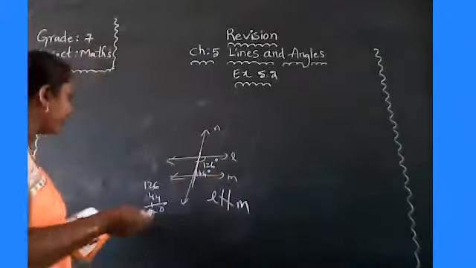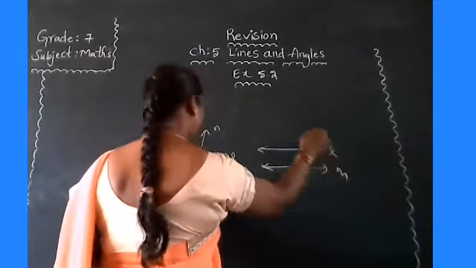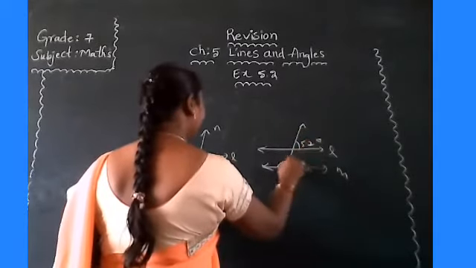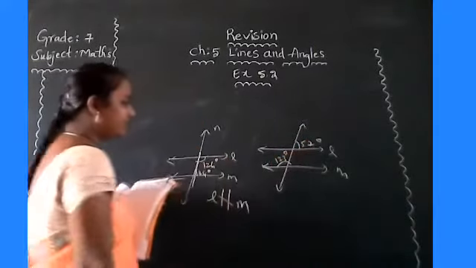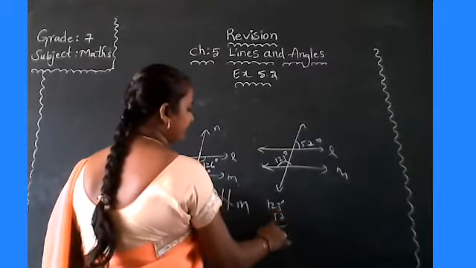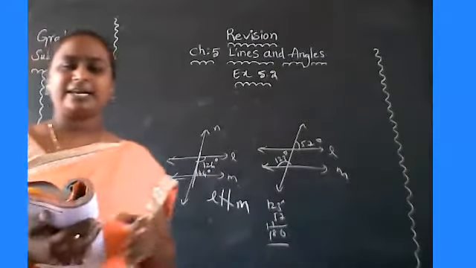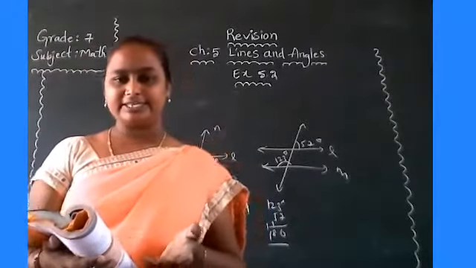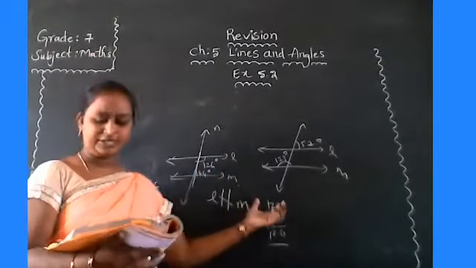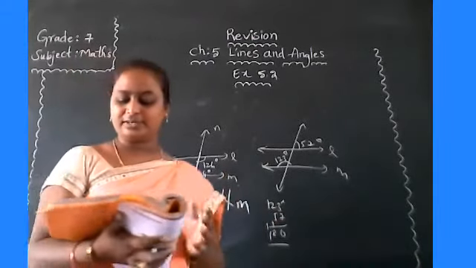Now the third one. What is given in the third one? L and M with a transversal, 57 degrees and 123 degrees. Observe, 123 degrees and 57 degrees add up to 180 degrees. So the angles on the same side of the transversal are supplementary, 180 degrees. So only in the third one L is parallel to M. In the remaining, you have to check that the two lines are not parallel.